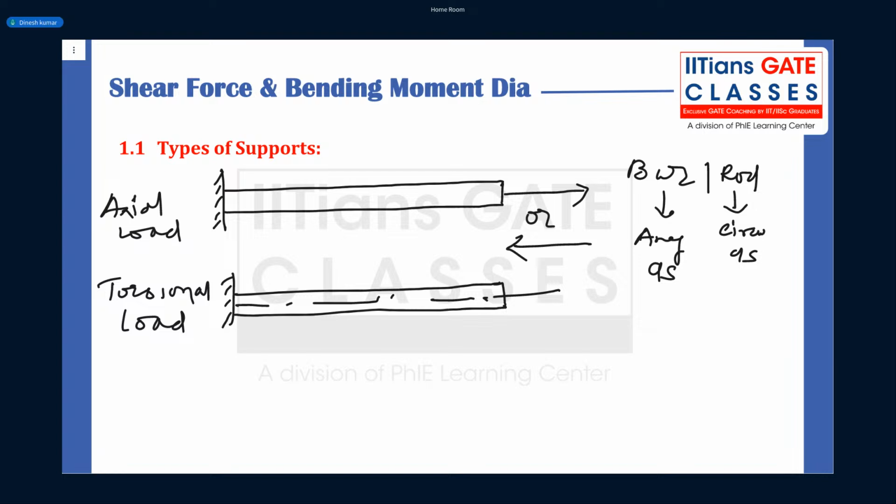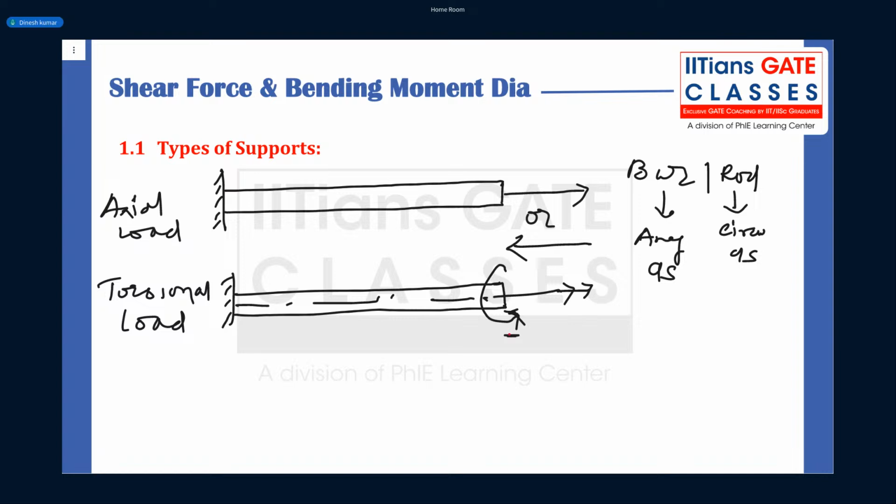So always your torsional load will be applied about the longitudinal axis. Now the torsional load you can show by a double arrow. Now this double arrow is going away from the cross section. So that means if you look from here, it is this kind of load, right? Torsional load. Clear?